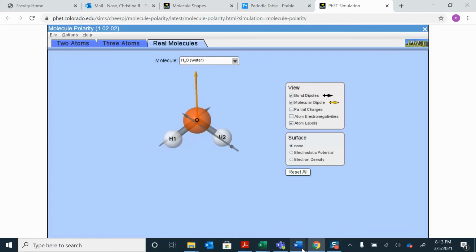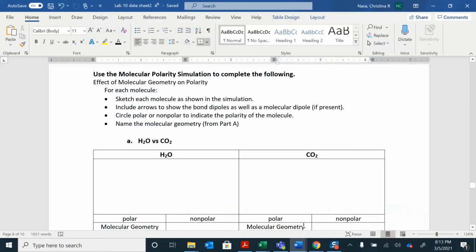So on your data sheet, you want to draw that picture. So I would have my water, I would have my oxygen there, I have my hydrogen over here, and then I have these bond dipoles that are going in this direction, and then overall there's one in that direction. So that would be my molecular dipole, and then those other two are my bond dipoles. And then you do the same thing for carbon dioxide.